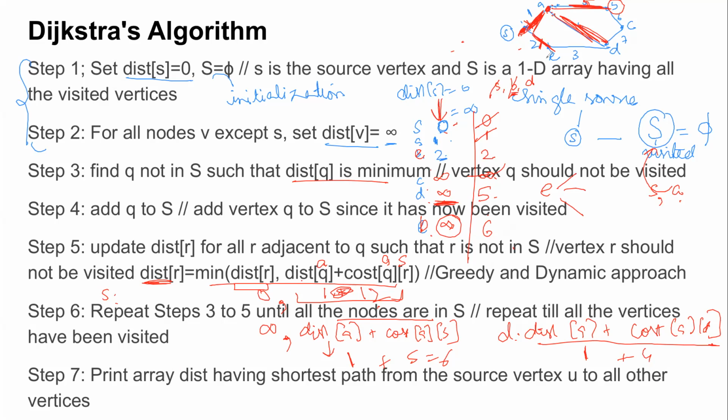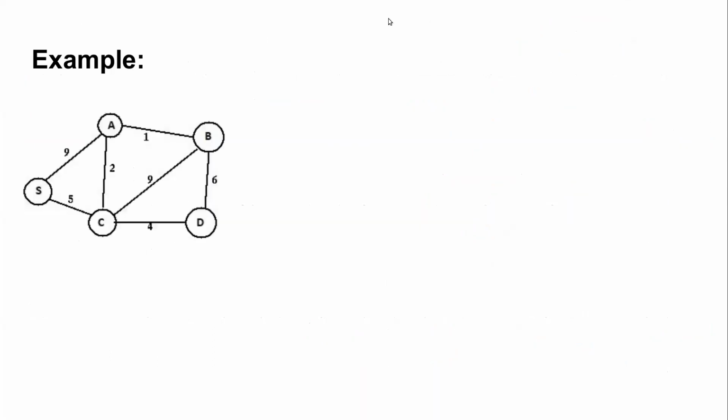You have a single source. You need to maintain a set of visited vertices, and the main idea is you take a greedy approach. You see whether the existing road is good or whether what you are taking via a new road is good. If the new road is good, only then you update it, otherwise you don't. And you keep on doing it till all the vertices are visited. So I'll stop there. Any questions?